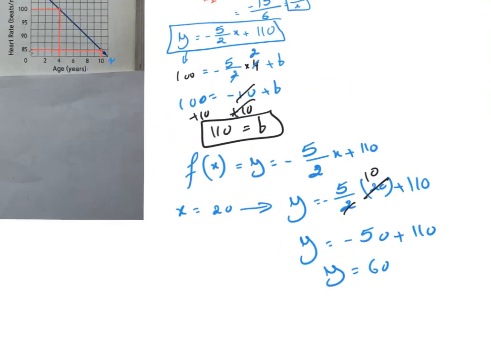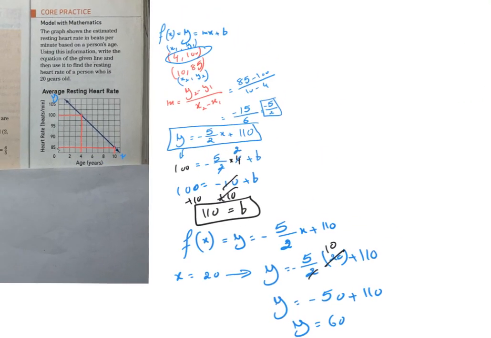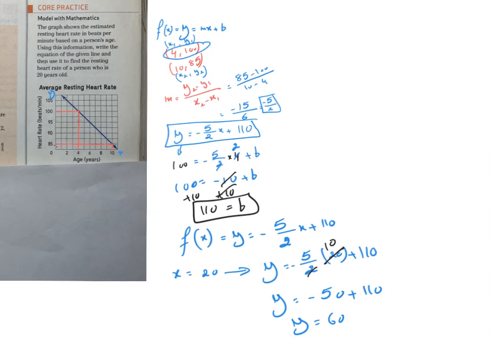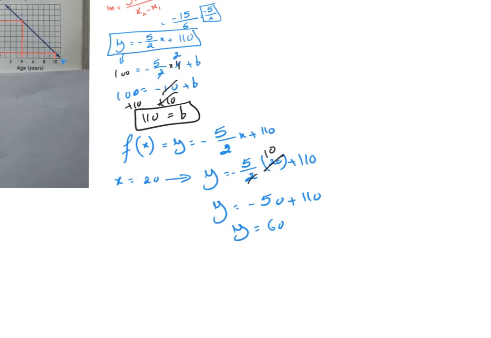So as you can see here, the person who's 20 years old has a heart rate of 60 beats per minute.